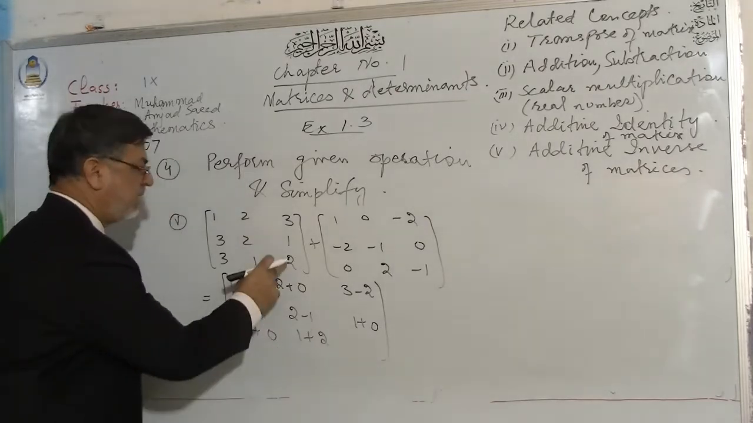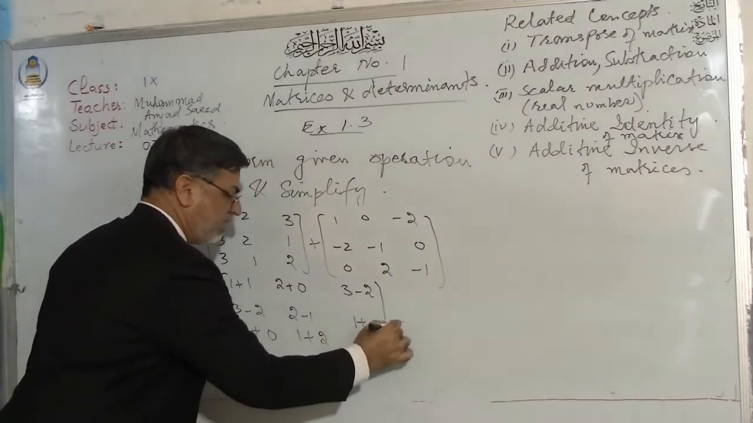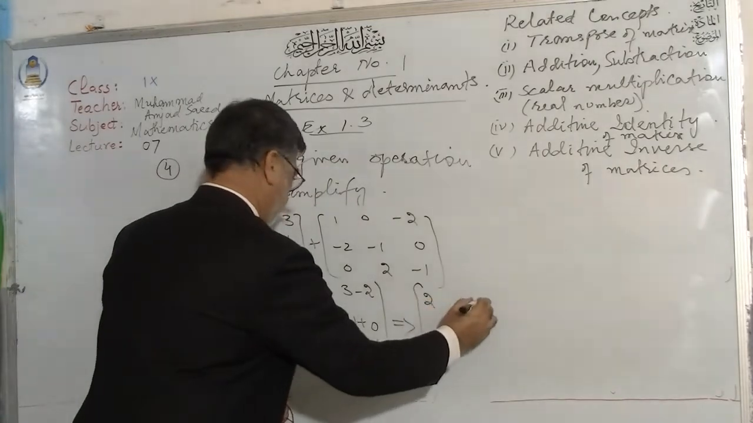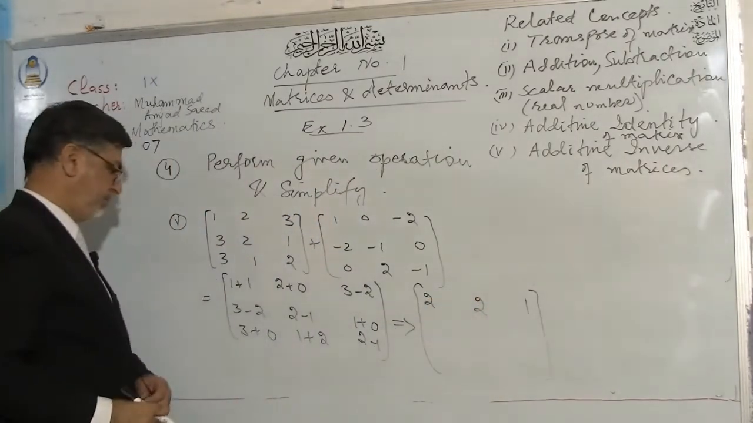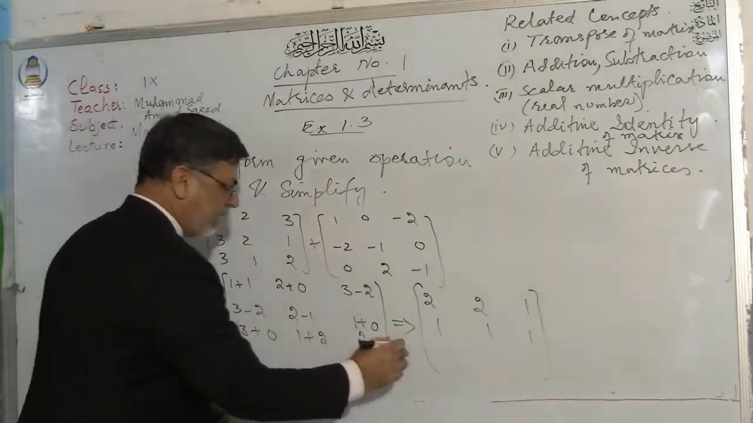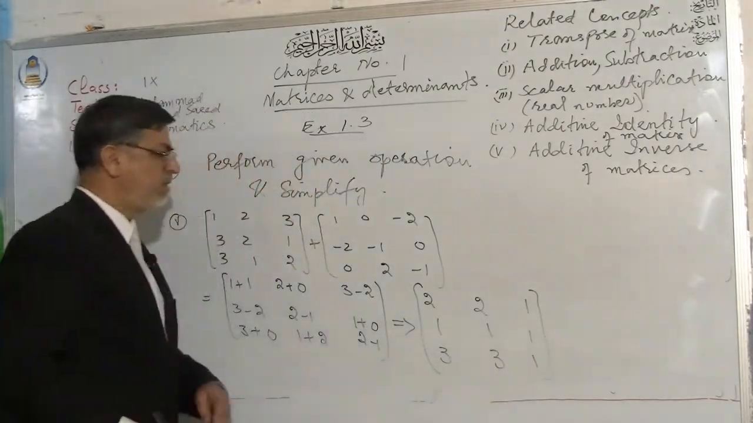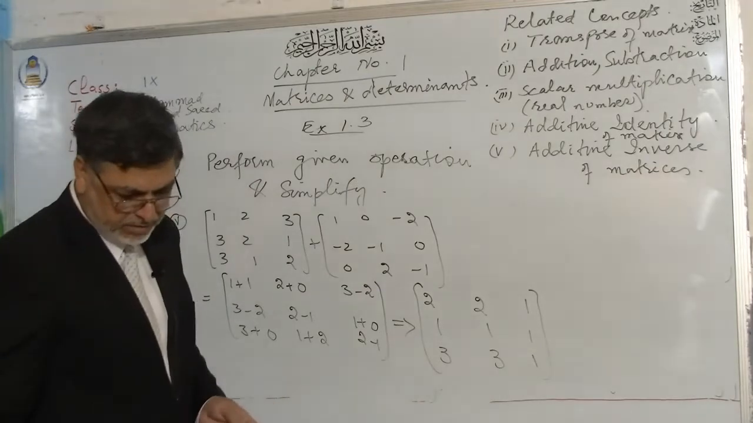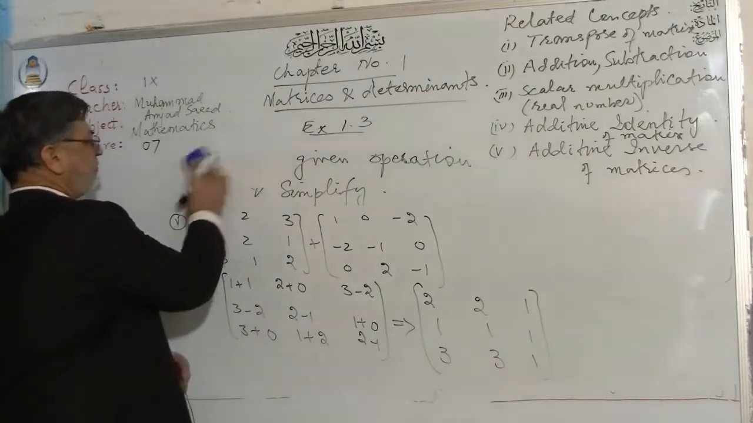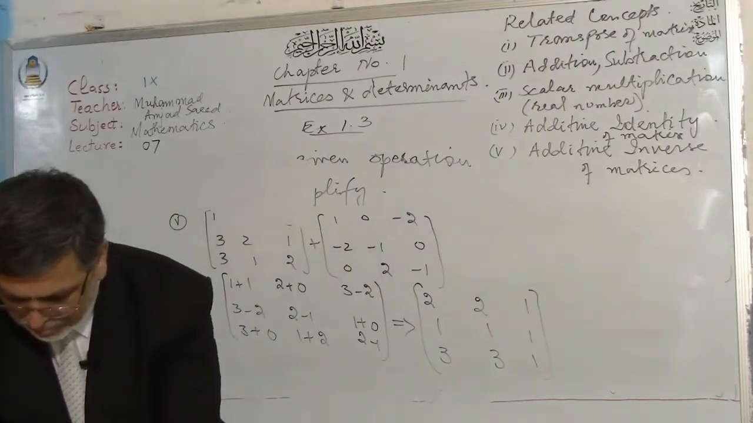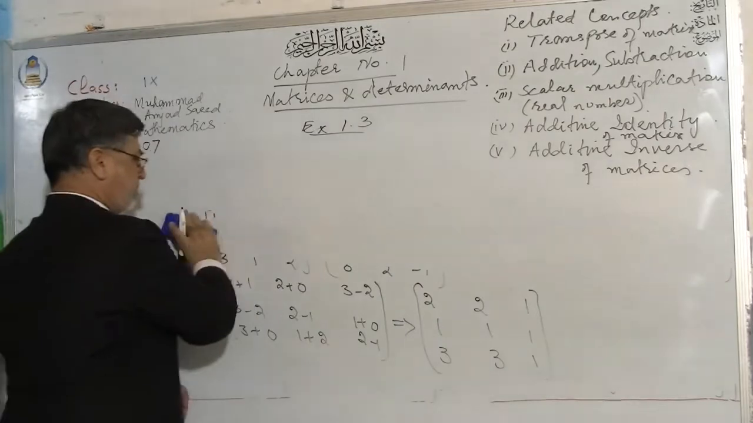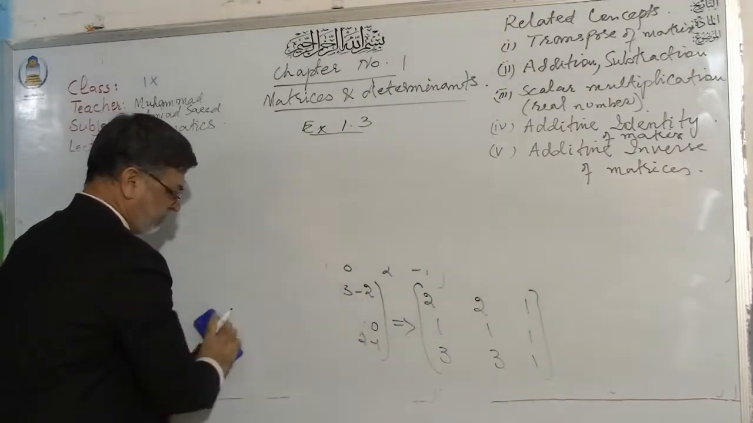1 plus 2 and 2 plus minus minus 2 minus 1 implies that you will have 2, 2 and 1, 1, 1 and 1, then 3, 3 and 1. This is your answer. So question number 4, other parts you can do. Now we can start with question number 5. And rather, question number 5 is a little bit lengthy.